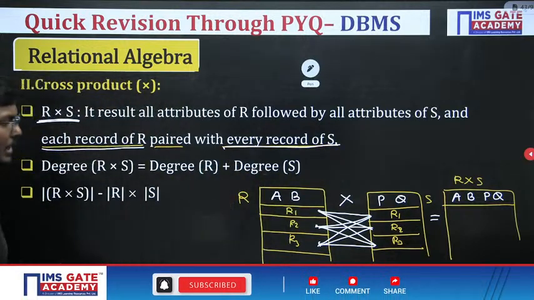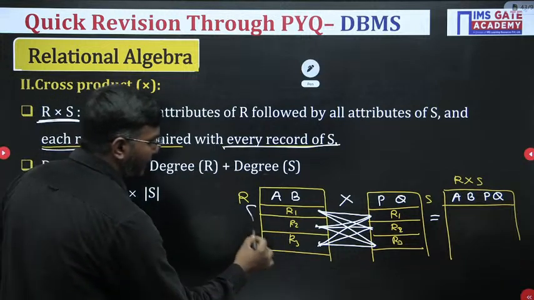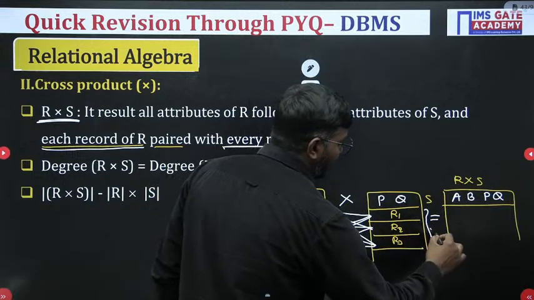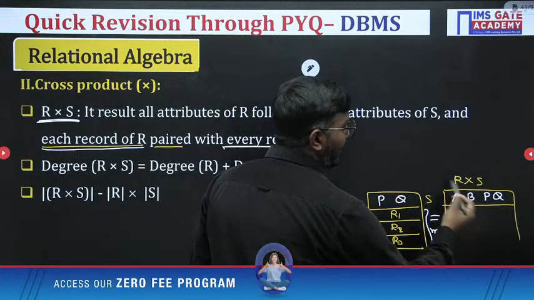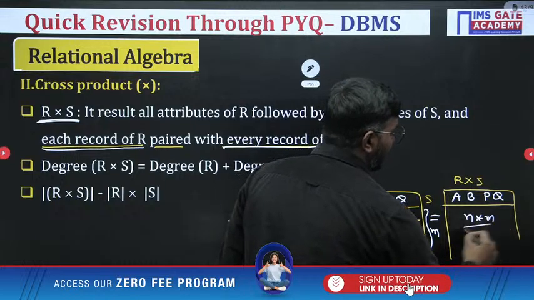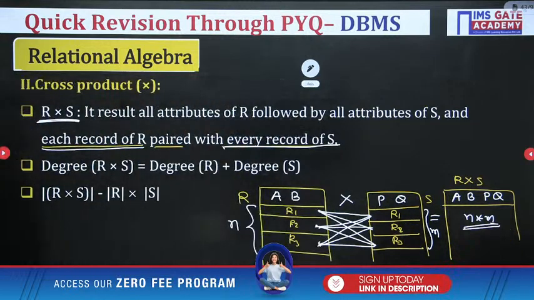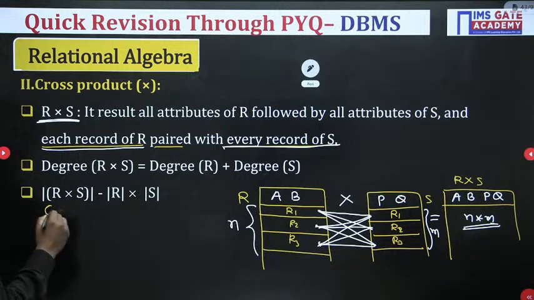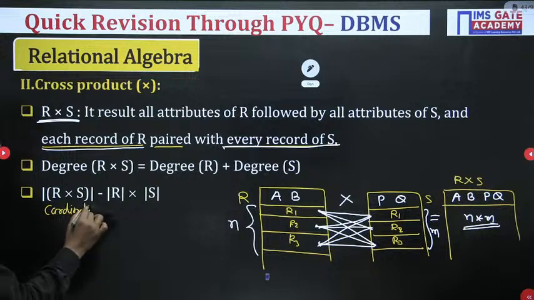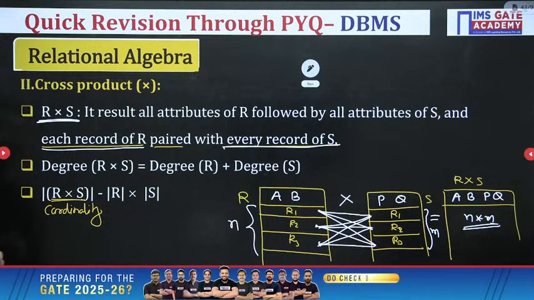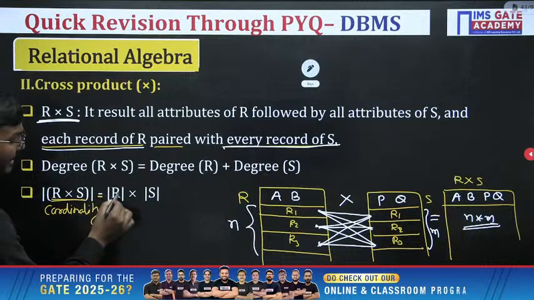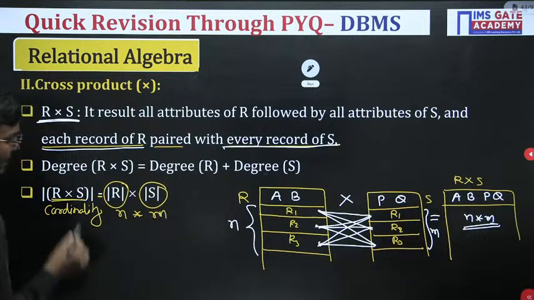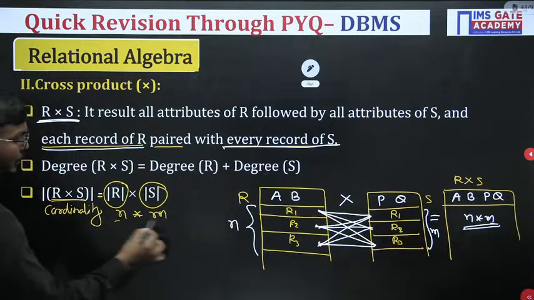Understood? Now tell me, if the number of records in R is N and the number of records in S is M, then how many records do we have in the result of R cross S? It is nothing but N into M records. This is defined as our cardinality. So the cardinality of R cross product S will be the cardinality of R, that is N, into the cardinality of S, that is M. So it will be N into M.